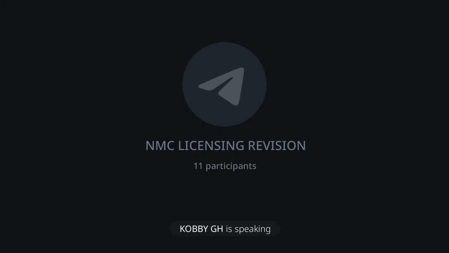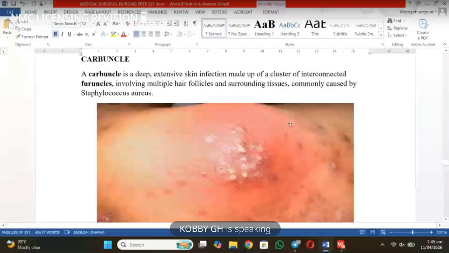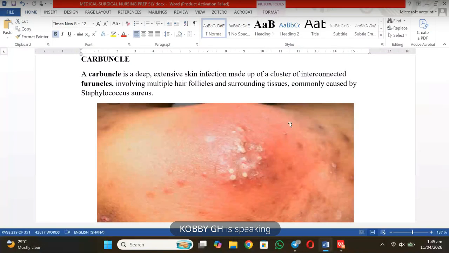So anytime you hear the examiner saying that pus has accumulated and they are interconnecting at a particular area in the body, then we are talking about carbuncles. Now, another thing the examiner can say is that when multiple furuncles are interconnected in a particular area, that one too is a carbuncle. Is that okay? That one too is a carbuncle.